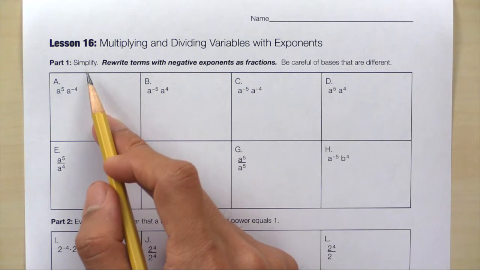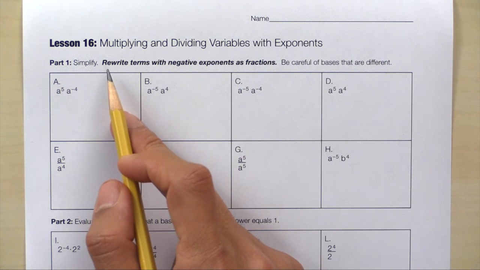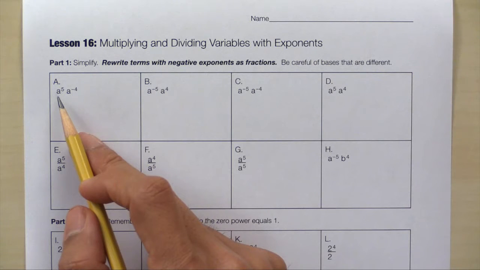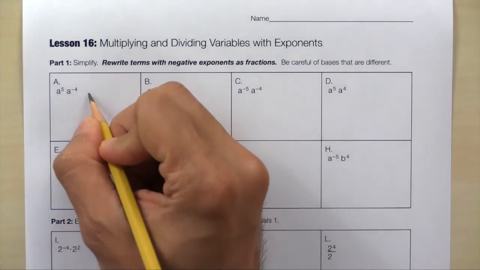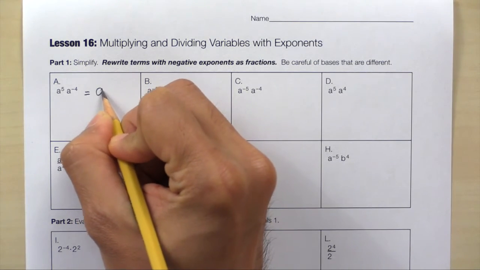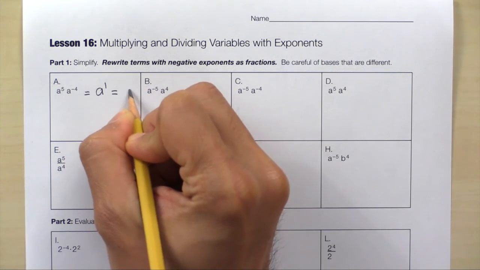Lesson 16, multiplying and dividing variables with exponents. Here's part 1. Simplify. Rewrite terms with negative exponents as fractions. Here's box A. A to the 5th times a to the negative 4th. And the answer here is a to the first power, or just simply a.